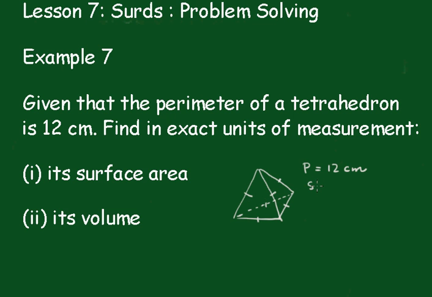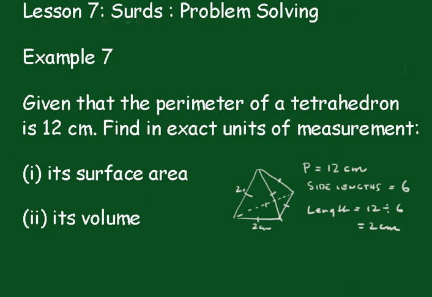So the side lengths, or edges, is 6. So the length equals 12 divided by 6, which is 2 centimeters. So each of these are 2 centimeters.